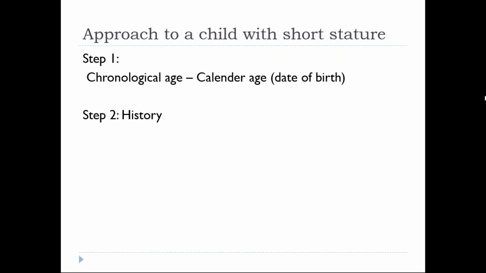Somebody has asked what chronological age is. Chronological age is just the age of the child. It is the same. So we are talking about prematurity.